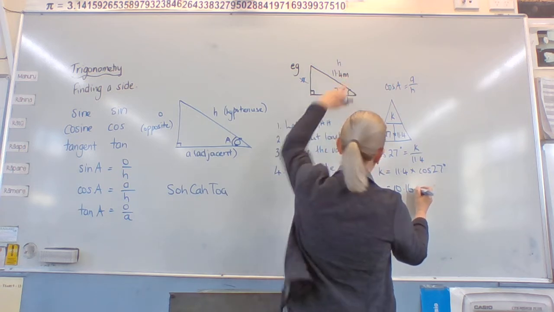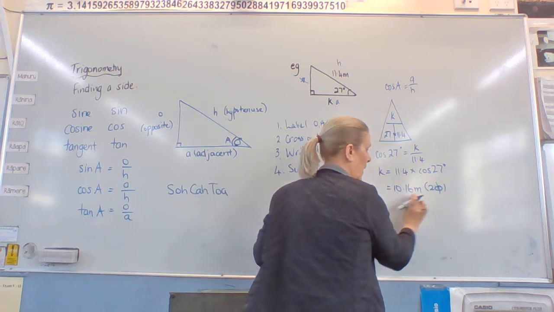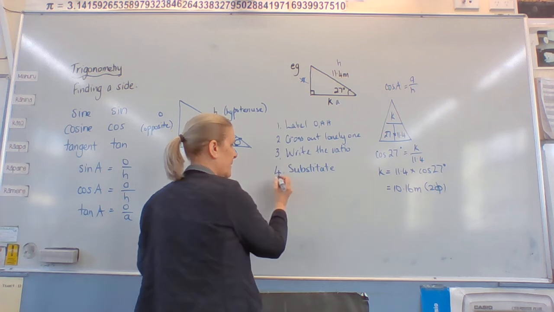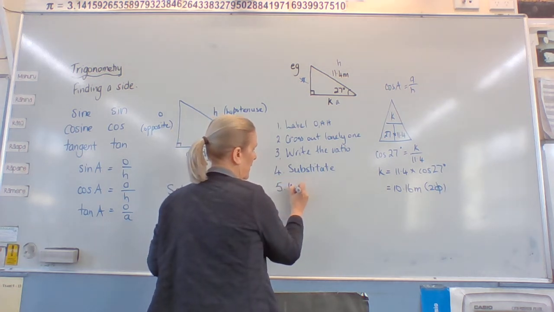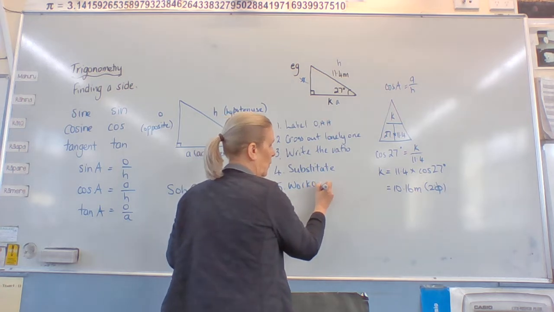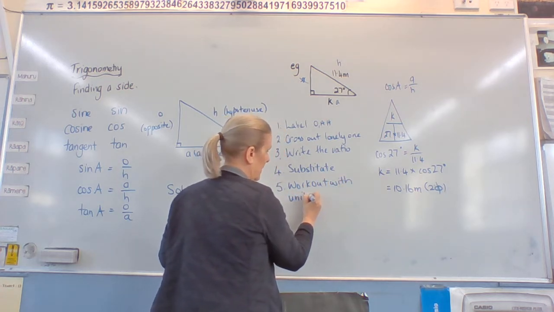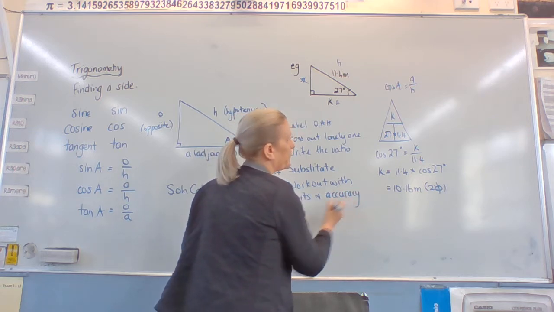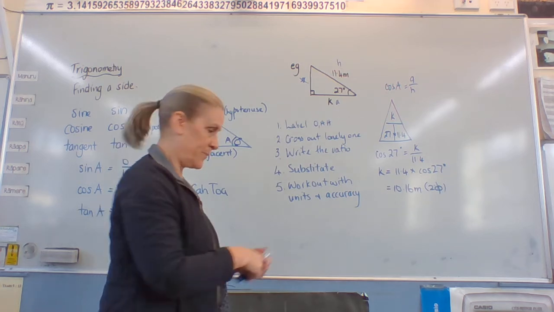Now look for the units, it's metres, and I write that I did it to 2 dp. So 1, 2, 3: answer, units, accuracy. You work it out with units and accuracy. All right, so that's that one done. Let's have a look at another one.